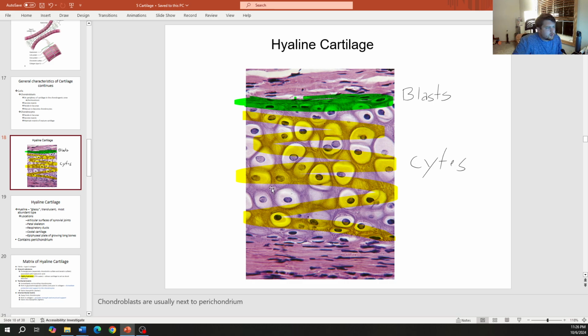This is more purple and open. This is much more dense in comparison. So this denser structure is the perichondrium. The more open structure right there is the cartilage with the chondrocytes. And the cells right along the line in between, these more flat cells, those are our chondroblasts.